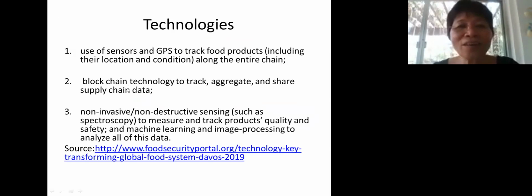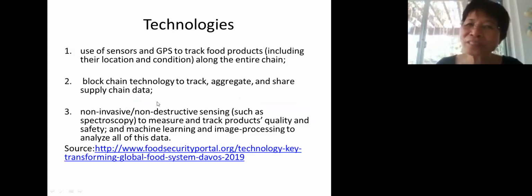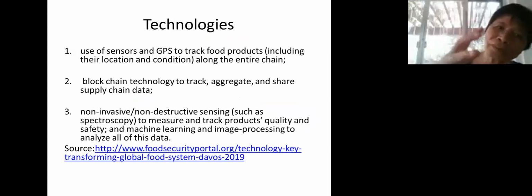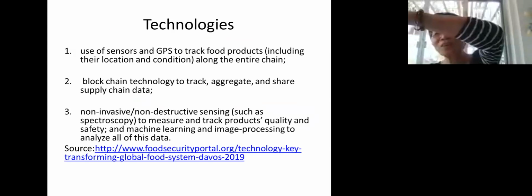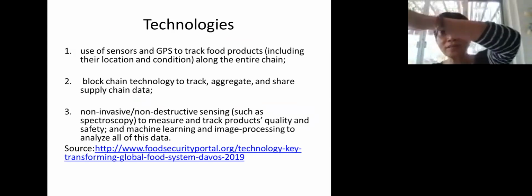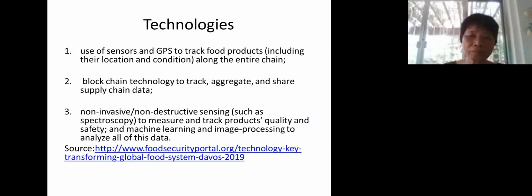The second technology is what they call blockchain technology, to track, aggregate, and share supply chain data. For example, if there is so much food going to one area, maybe what you do is redistribute it to areas where there is not enough food.